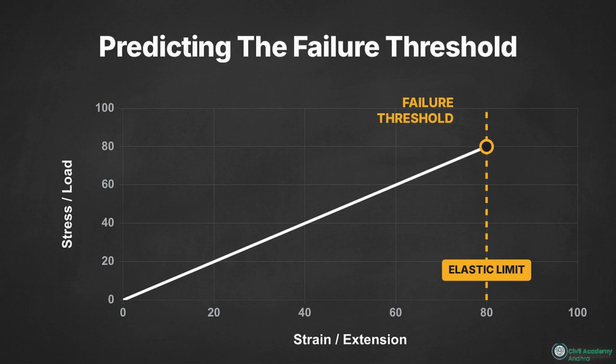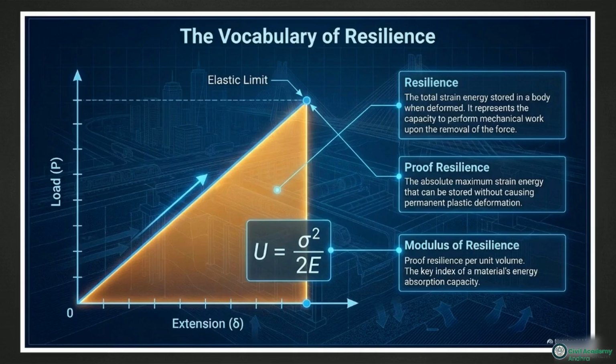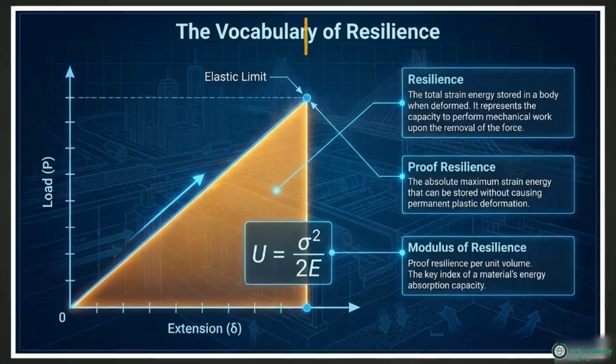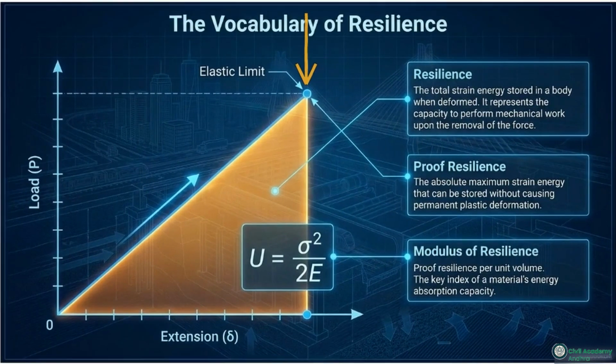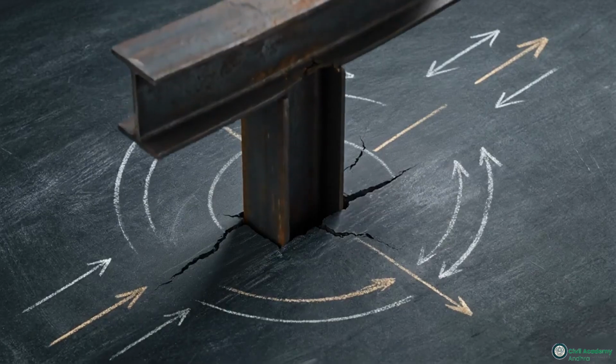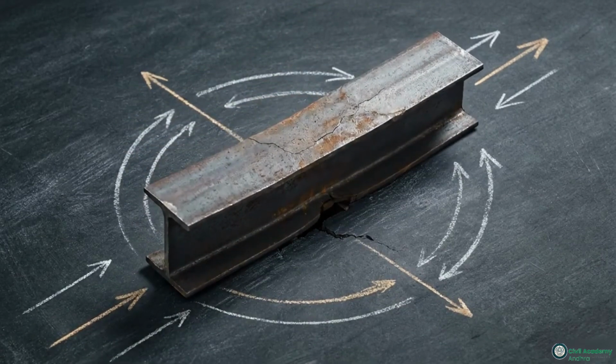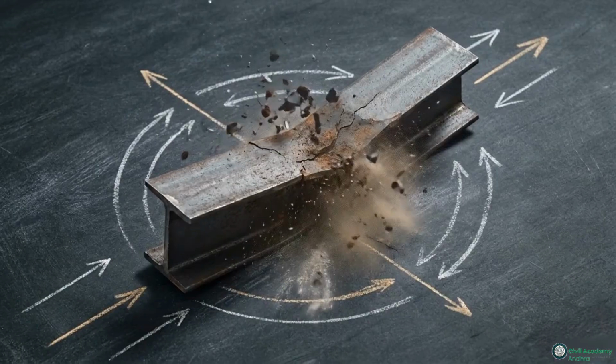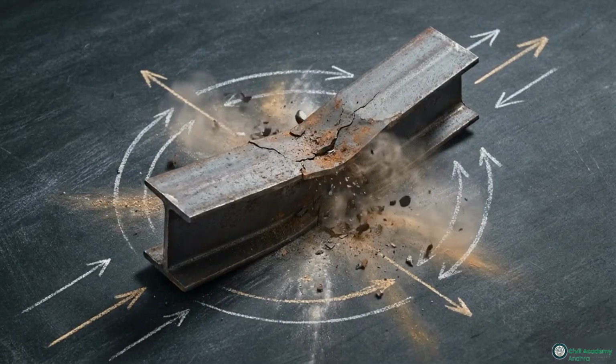Plotting applied load against extension, the large triangular area calculates the total stored strain energy, defined as resilience. The peak of that triangle marks the elastic limit. Energy stored exactly at this boundary is proof resilience, the maximum capacity the material safely holds. Cross that specific threshold and the battery breaks. The material undergoes permanent plastic deformation, and its original shape is lost.